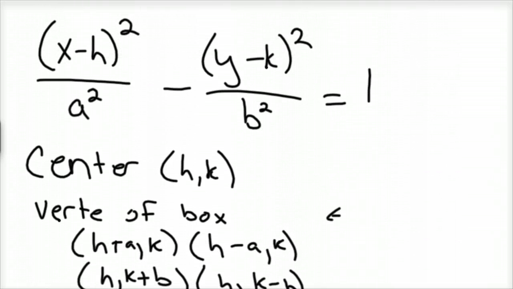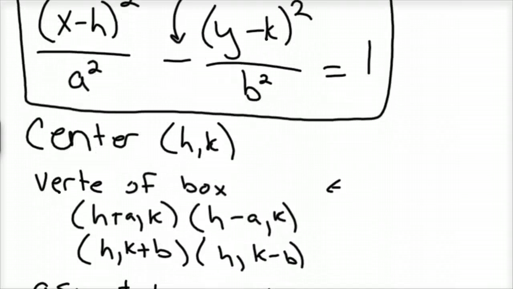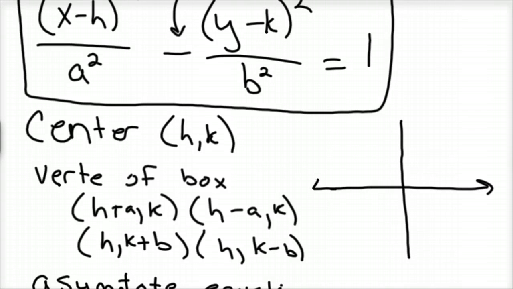So let's say your equation looks like this here for a hyperbola. And so you got (x minus h) squared over a squared minus (y minus k) squared over b squared equals 1. Again, the only difference between this and an ellipse is this minus sign here. So the first thing we know is the center is (h, k). So I'm going to draw kind of a graph of what this looks like. So here's your x and y axis, x and y.